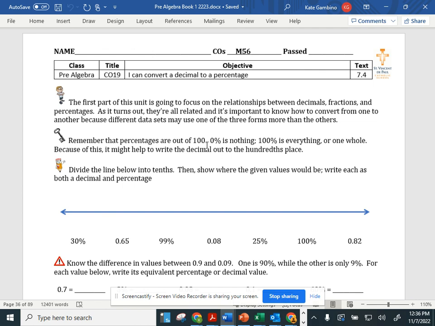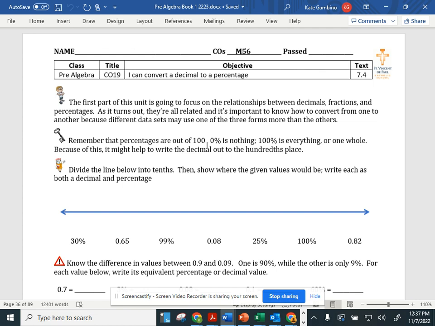So the first part of this unit is going to focus on the relationships between decimals, fractions, and percentages. As it turns out, they are all related, and it's important to know how to convert from one to another because different data sets may use one of the three forms more than the others. So we need to be able to convert them because sometimes it's easier with what we're working on to do it with percentages, so we need to be able to use percentages. Sometimes it's easier to do it as fractions, sometimes with decimals, sometimes we're given both, and we need to know how to compare them.